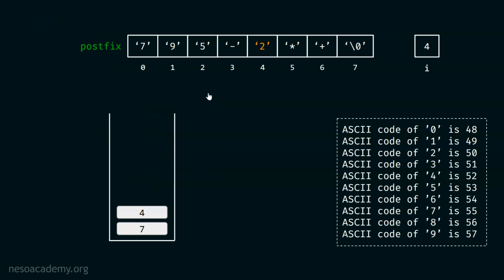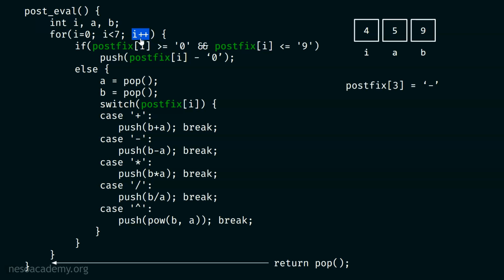Let's see this. What is postfix of I? Postfix of I is this character 2. Yes, of course, this is greater than or equal to 0 and less than or equal to 9. Therefore, we can push this onto the stack. Now, the next step is to increment the value of I. This becomes 5. Again, condition is satisfied. We'll get inside.